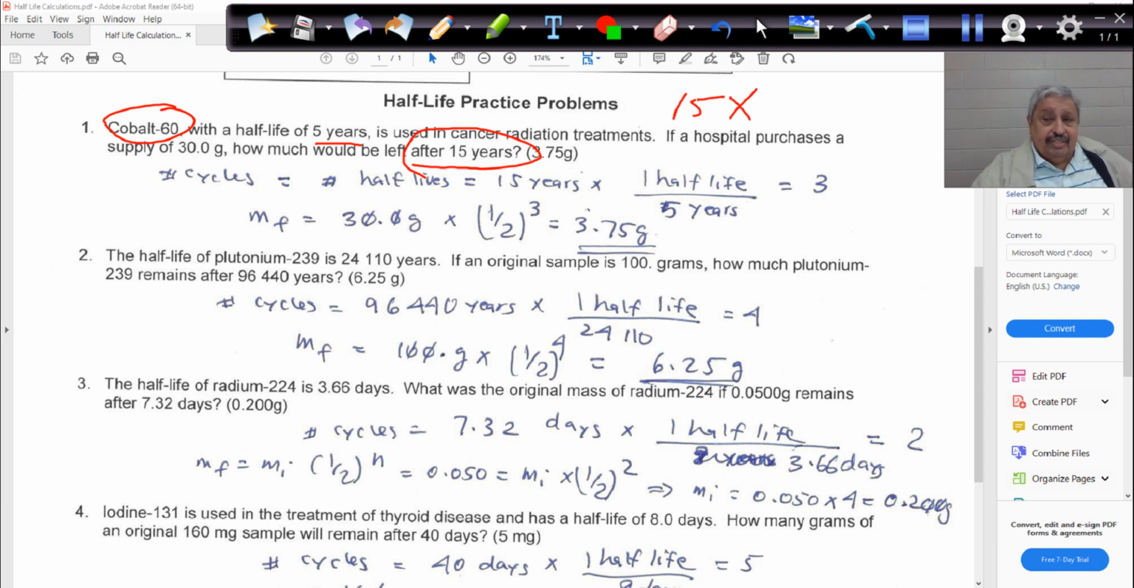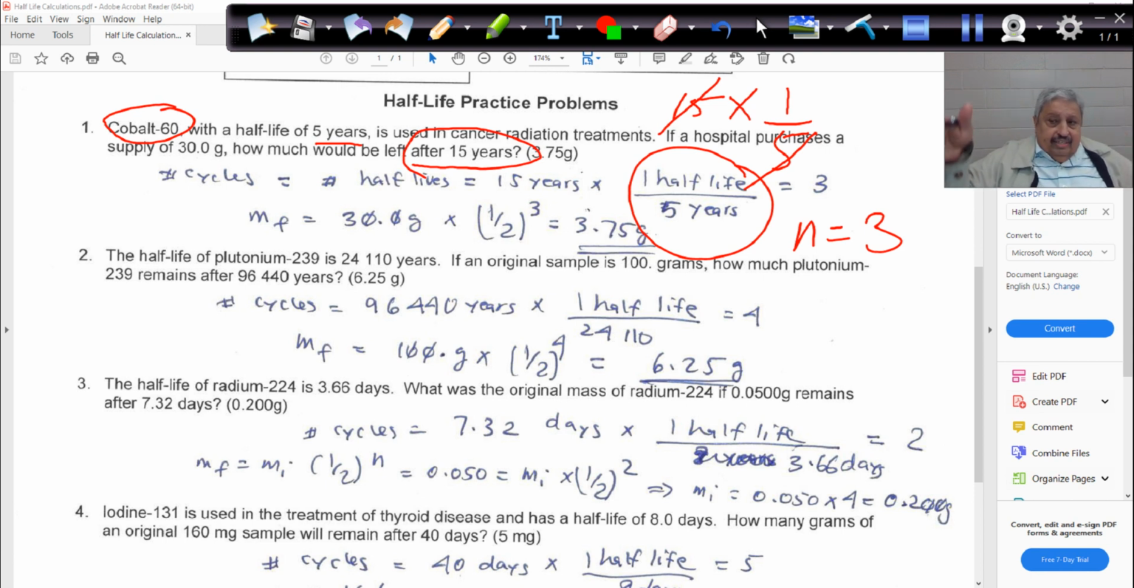This is in years, and you have to divide it by the half-life. The half-life is 5 years, so it's 15 over 5. One half-life is 5 years. So how many do we have? N equals 3. Those are 3 cycles. So it chops itself in 3 steps. The 30 grams will be diminished in 3 cycles.